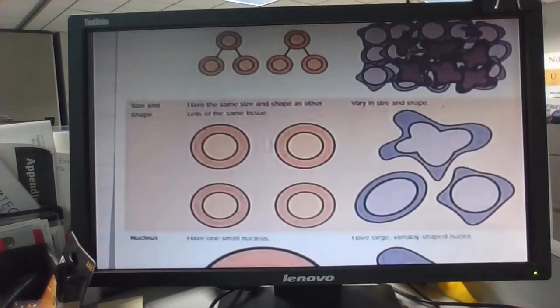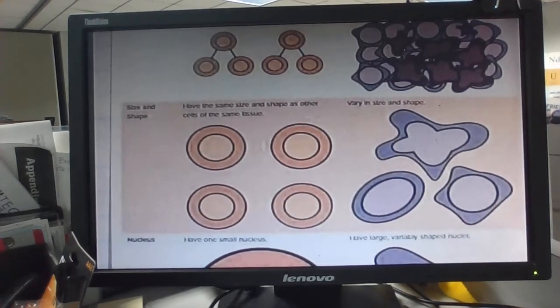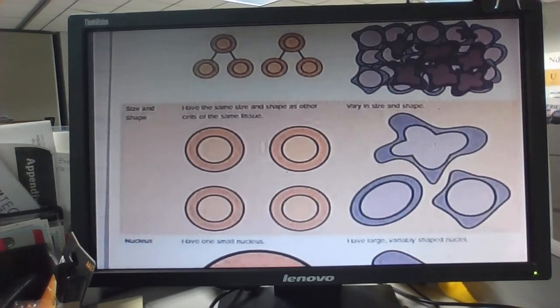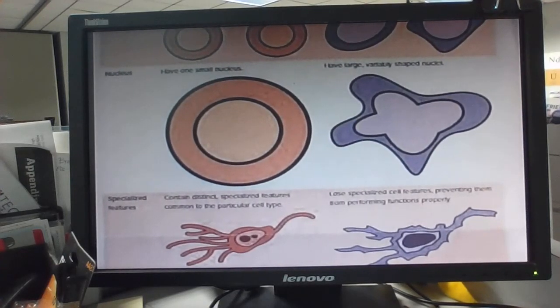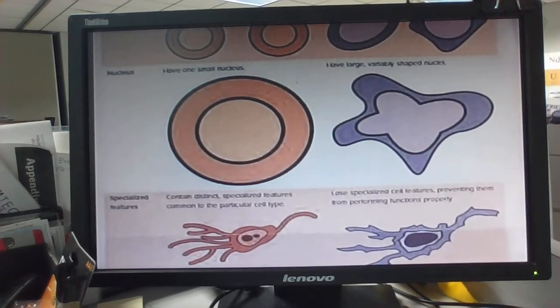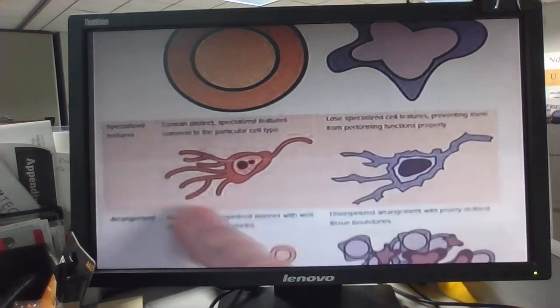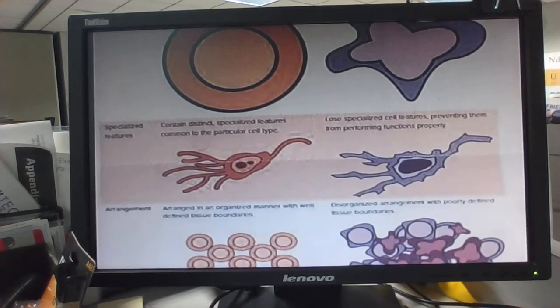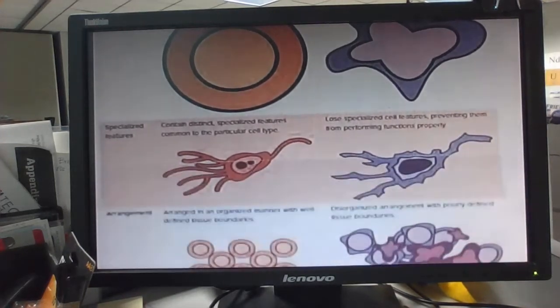Size and shape should be uniform. When you look at a tissue, tissues are the same type of cells working together. So if you look across that tissue and it doesn't look uniform, if some of it looks out of whack, then there's probably something going on that's not supposed to. For the nucleus, I like multiple nuclei more than just small and variably shaped nuclei. If there are specialized features to the cell, we expect them to be a specific way. We expect them to have distinct features. So if those things look wonky, that might be an indication of what's going on.